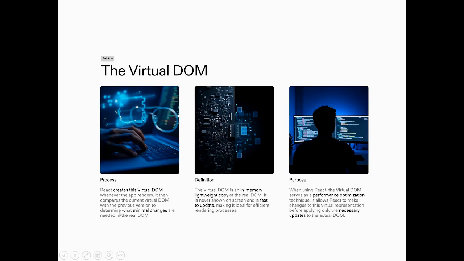First, React creates this virtual DOM whenever the app renders. By definition, virtual DOM is just a lightweight copy of the real DOM. It's never shown on the screen. It's what makes it faster to update. And the purpose of doing all this is simple. React can calculate the minimal changes and update only those parts of the real DOM instead of re-rendering everything. This is what keeps a React app smooth and efficient.